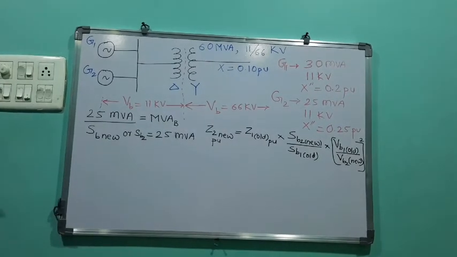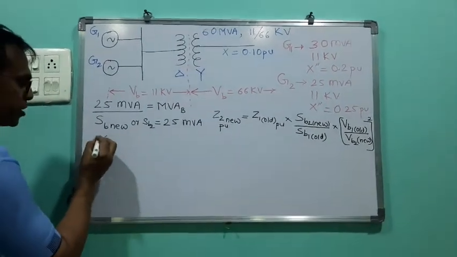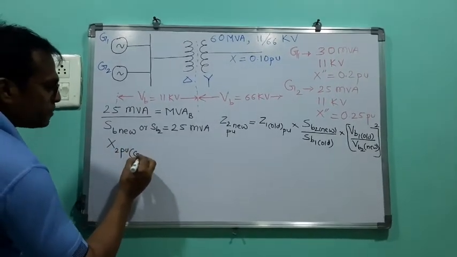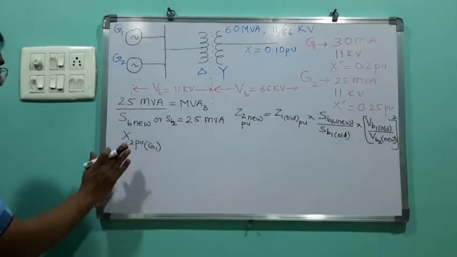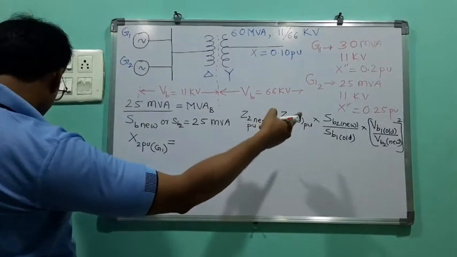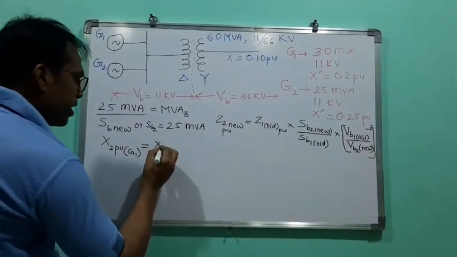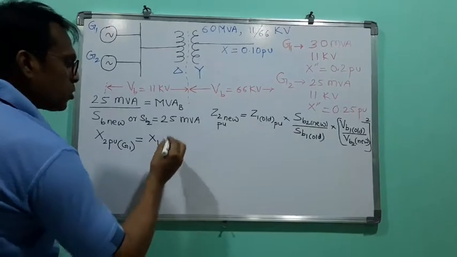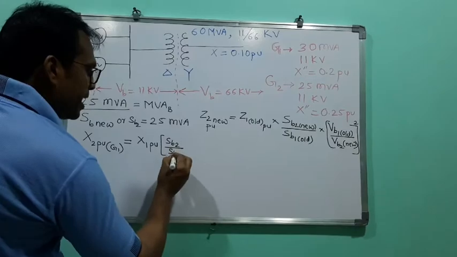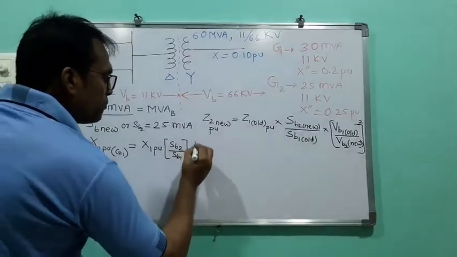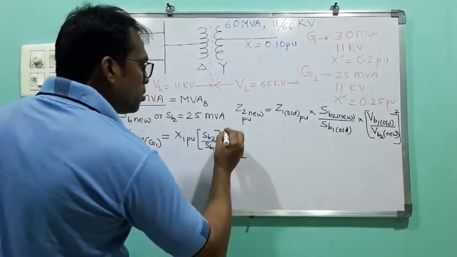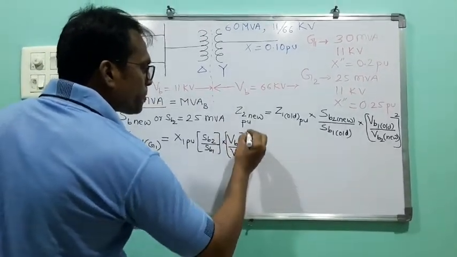Now the main aim is to find out the value of X2 per unit. So X2 per unit for generator 1, X new, is equal to, follow the formula. What is the formula? That is X1 per unit, then SB2, that is SB new, divided by SB1, into VB1 divided by VB2, that is a whole square.